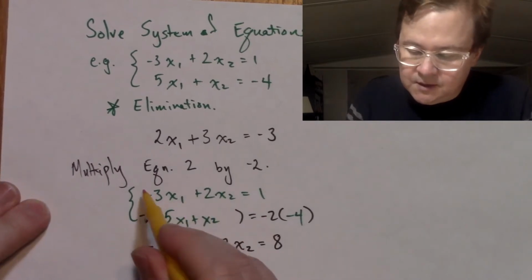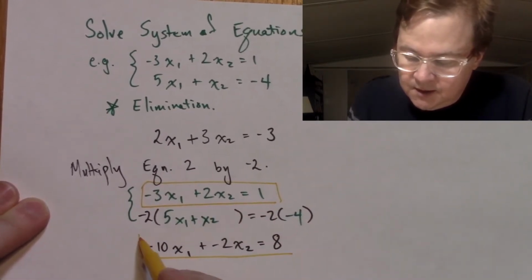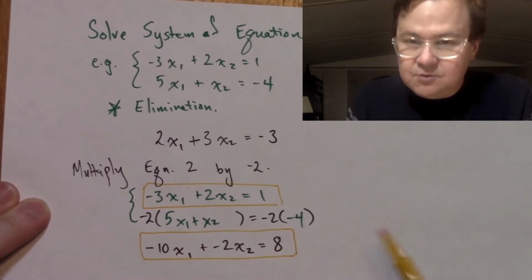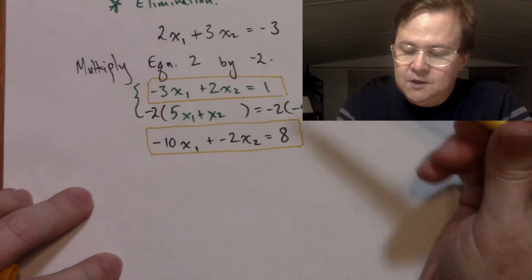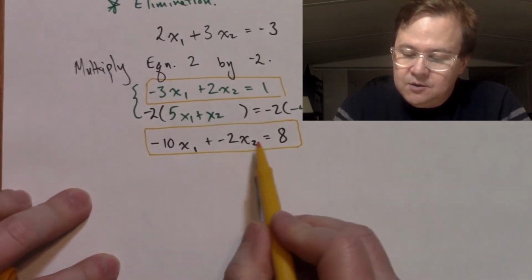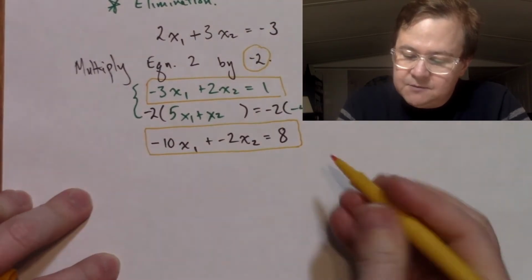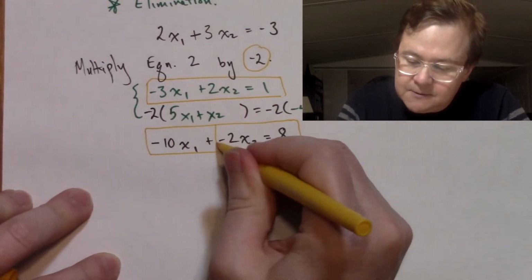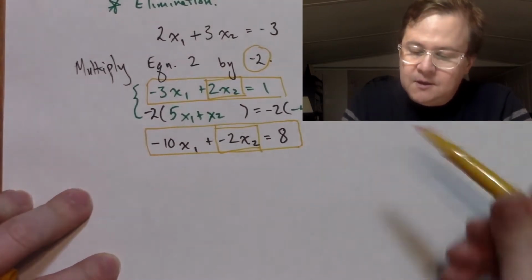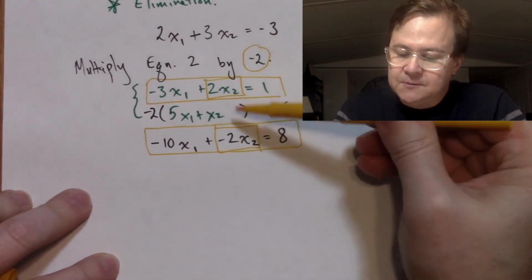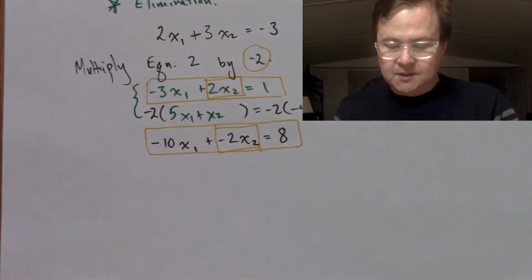Now, taking equation 1 and my modified equation 2, you can see my motivation to multiply by -2, and it's right here. Now when I add these two equations together, the x2 terms will cancel each other. And so, let's go ahead and do that.